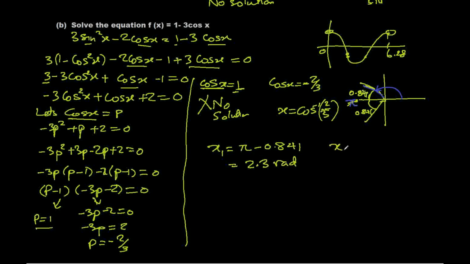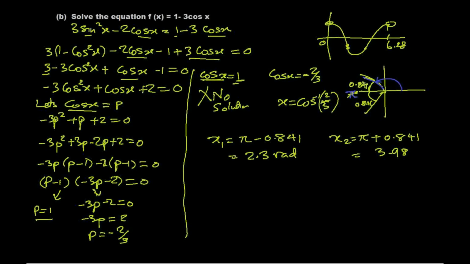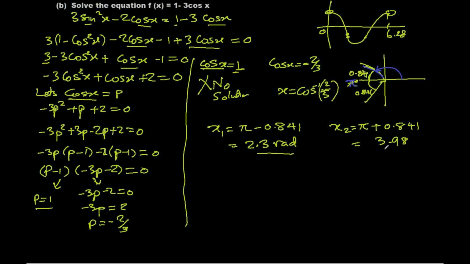What was the second answer? It will be in the third quadrant, where cos is negative, pi plus 0.841. So it will be 3.98, and they said that they want answers between 2 and 4, right? Yes, it was 2 and 4, because this applies to B part also. So our answer will be 2.3 radians and 3.98, which are absolutely between 2 and 4. So these are the two answers.